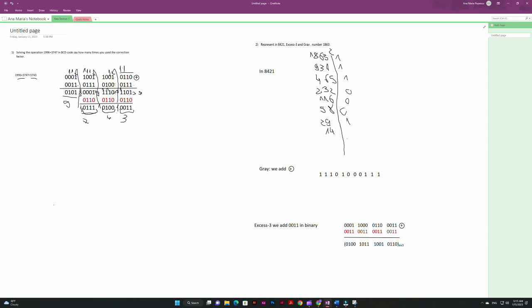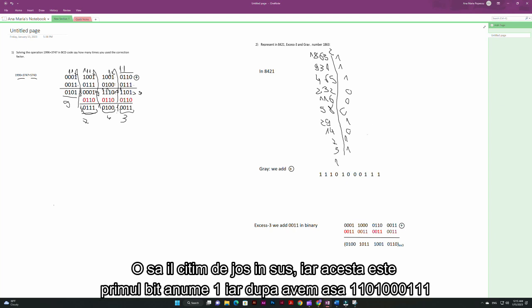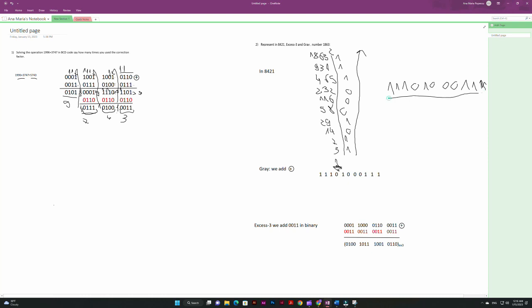14 divided by 2 is 7, rest 0. 7 divided by 2 is 3, rest 1. And 3 divided by 2 is 1, rest 1. And we read this number from bottom to top. And this is the first number: 1 1 0 1 0 0 0 1 1 1. This is the binary number.